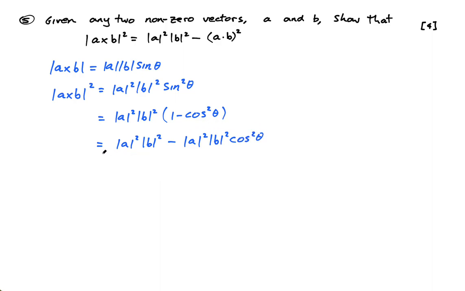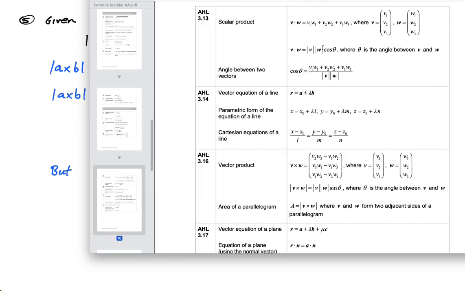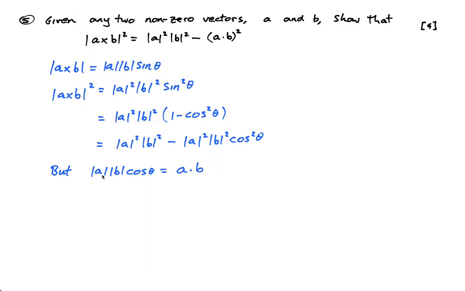And so you can actually say here, but this is a way to add into the proof, that |a||b| cos theta equals a dot b by definition. That's in the formula booklet. A dot b is equal to this. Yes, they're using v's and w's, but I can use a's and b's.